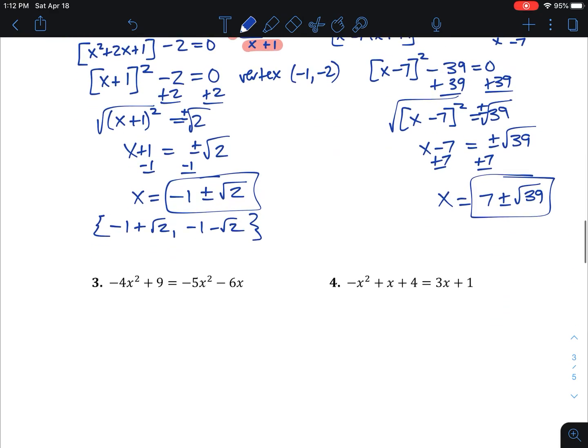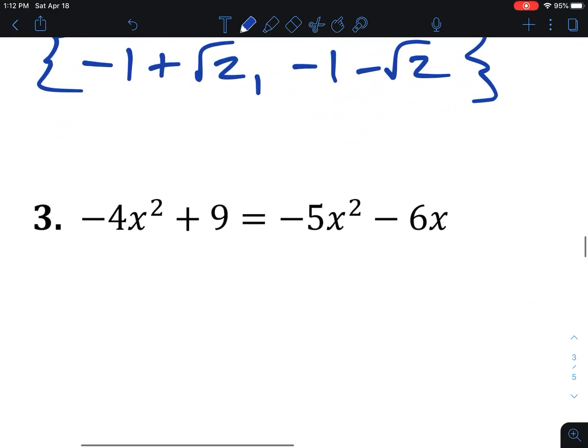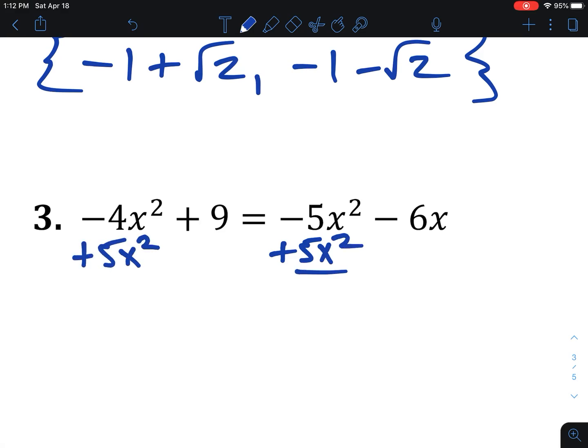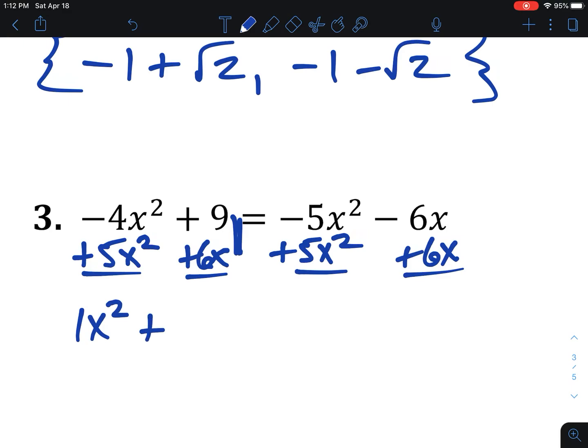A little bit trickier down below here because it's not already equal to 0. So again, I suggest you always get it equal to 0 first. For me, that's always easier. So I'm going to do some moving of some pieces here. These two don't combine, so be careful. I'm going to put them side by side. They're not like terms.